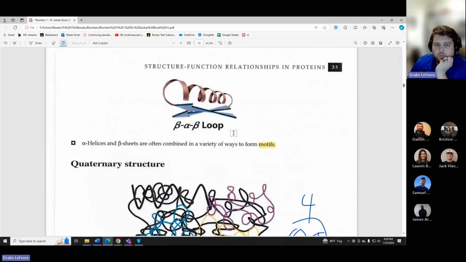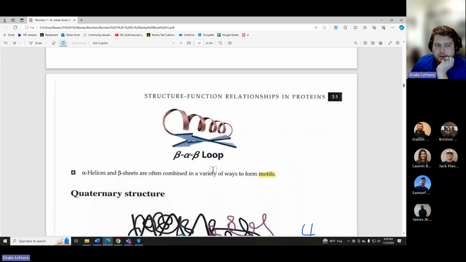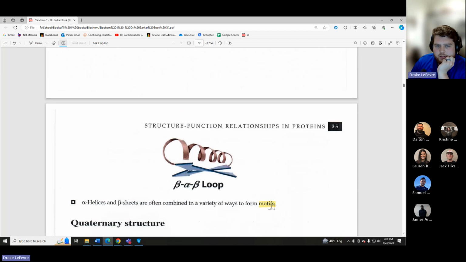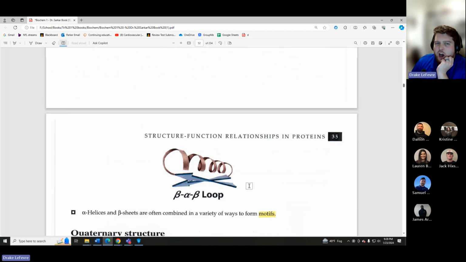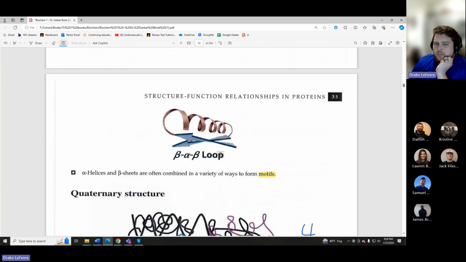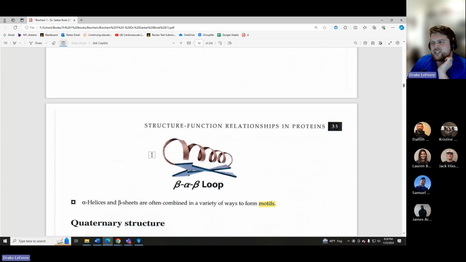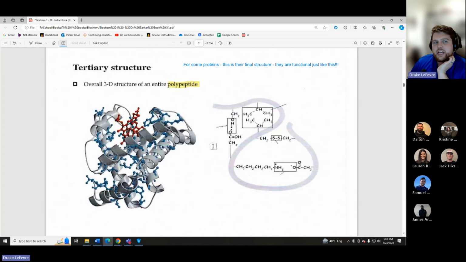You have the one structure that he might ask you about. They'll form motifs, which are common patterns, like a beta alpha beta loop. So you have two beta pleated sheets and an alpha helix loop. It's just like a common structure. You'll see some of these common structures more in cells and tissues, and you'll get questioned on those in cells and tissues more than you will here. Here, you just need to know structure and bonds.